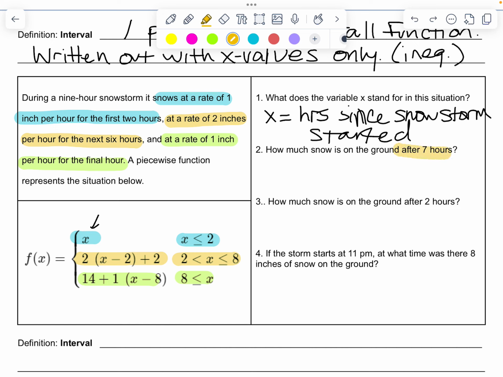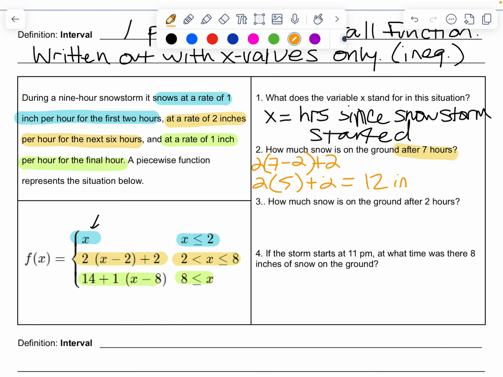So again, after 7 hours, that means that's going to be in that interval. And I will take the function and plug 7 in for that. And again, this is the one that's in orange. And I'll do a little bit of math work here. Looks like 2 times 5 plus 2, and that's going to end up being 12 inches, or 1 foot, of course. Good snowstorm here. It's 12 inches after 7 hours.